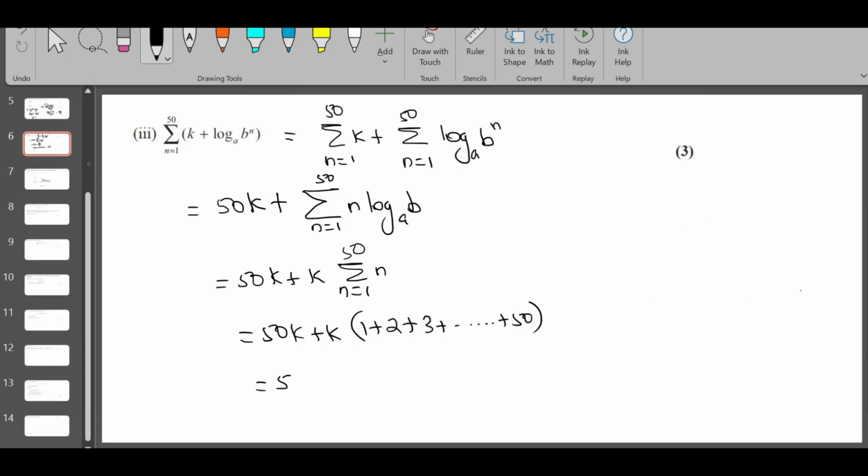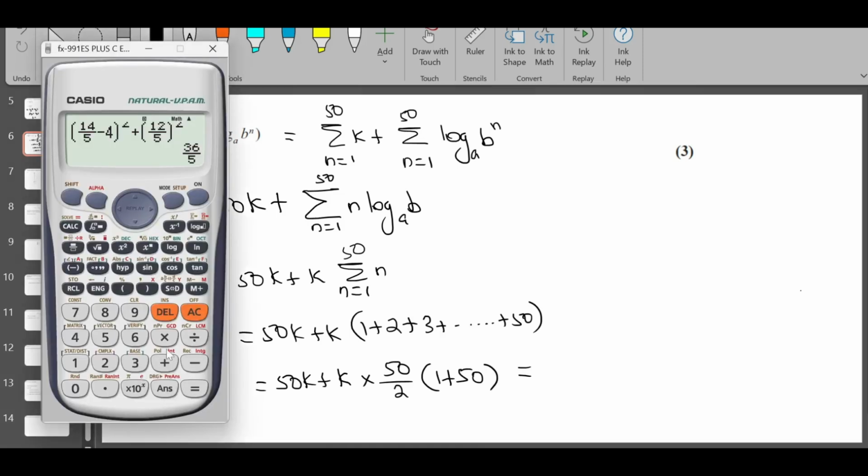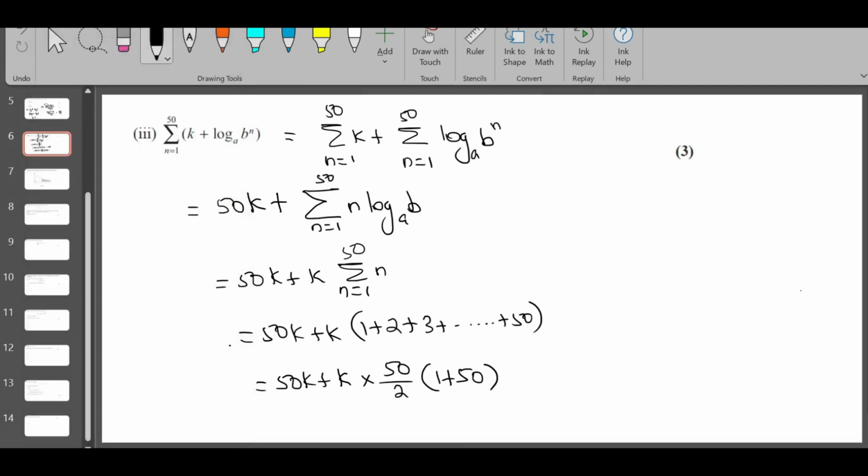So that's just an arithmetic sequence with n terms. So n over 2 times the first term plus the last term. That's the formula. So when we calculate this, it's going to be 51 times 50 over 2, which is 25, 1275k. So you will get 50k plus 1275k. That's going to be 1325k as the answer. That's all, just a 3-mark question. Let's move on to the next question.